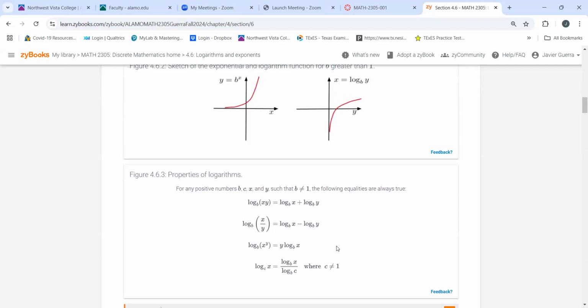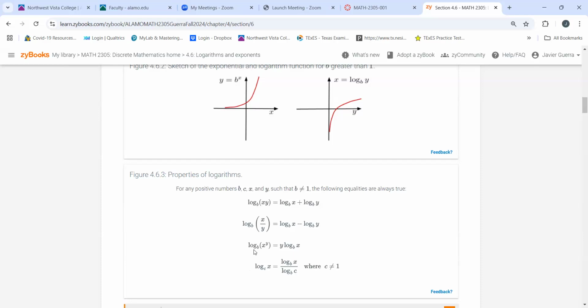So here are the properties for logarithms. If you have log base b of x times y, remember times means plus. So we can write it as log base b of x plus log base b of y. As you recall from the exponentials, division means subtract. So log base b of x divided by y is log base b of x minus log base b of y.